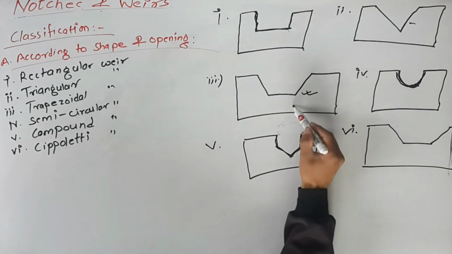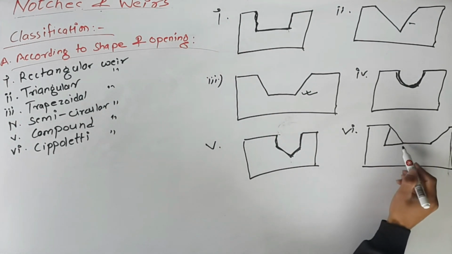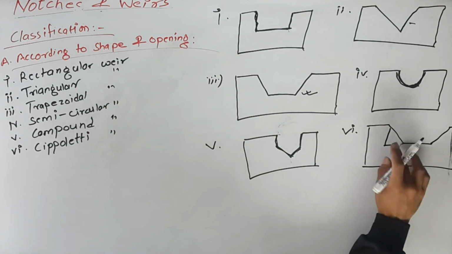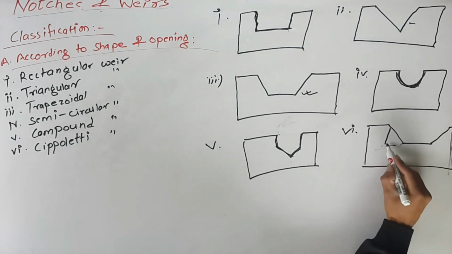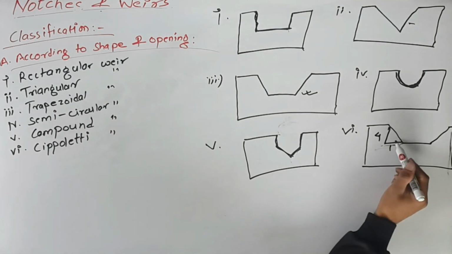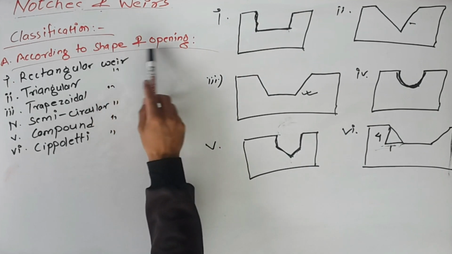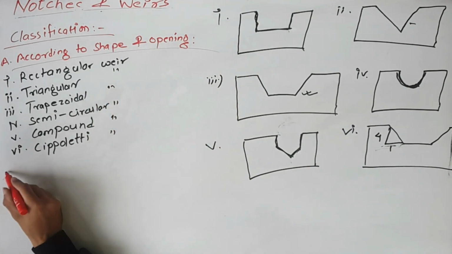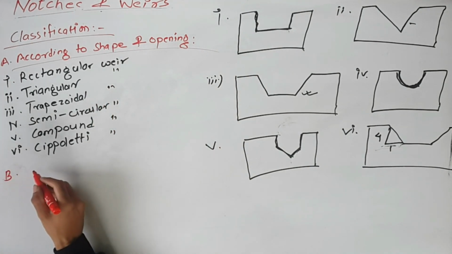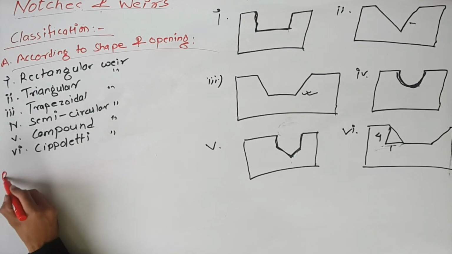This is also like this trapezoidal. What is it? It is called the Cipolletti weir, a special type of weir where the horizontal to vertical ratio is 1:4. These are on the basis of shape and opening, and another is according to the effect of the sides on the nappe.